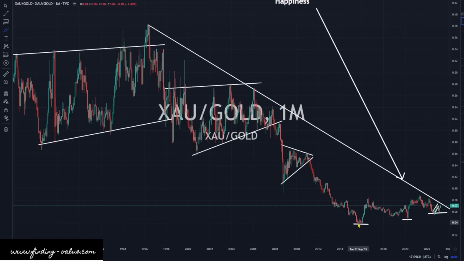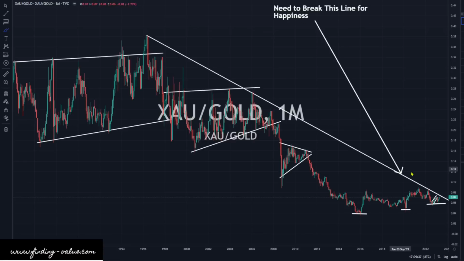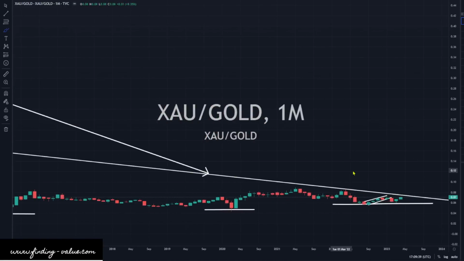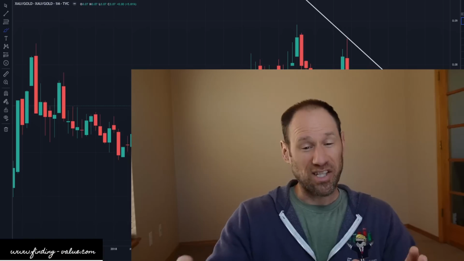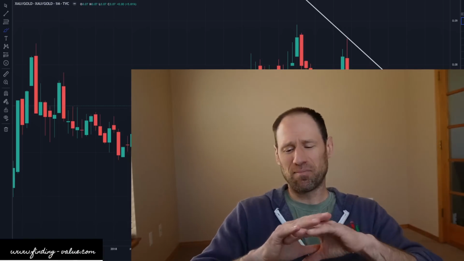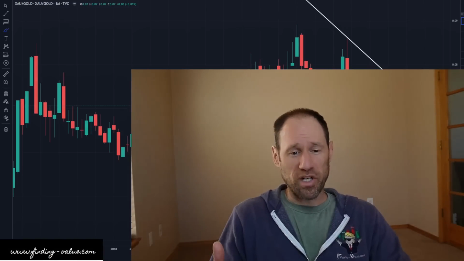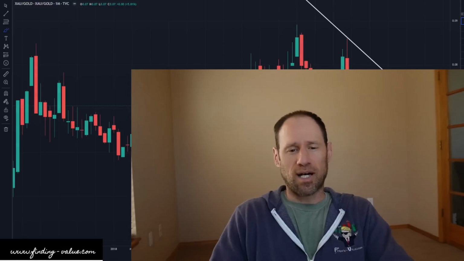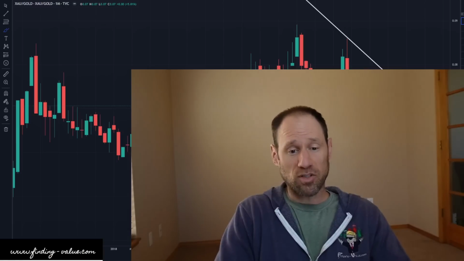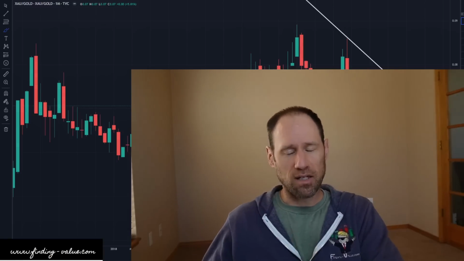We're in this corner. We have increasing lows coming up into this trend line. I call it the trend line, need to break this line for happiness. When we break this, guys, all of this stuff is going to unwind. It's going to take time. I'm not saying it's going to be like this one year and it's all done. No, these are big moves. 10, 20, 30, 40 baggers potential, depending on the stocks that you're in.